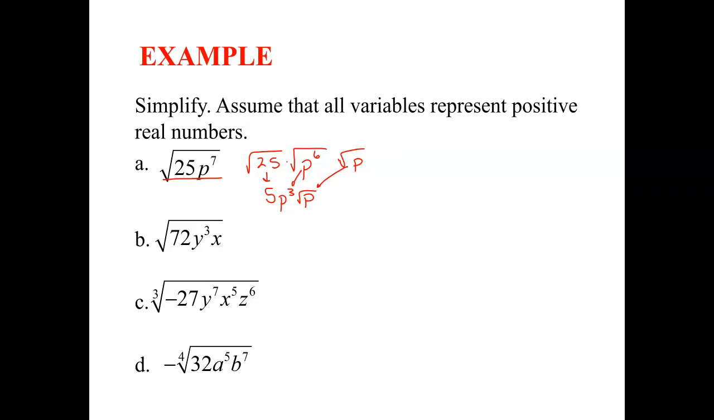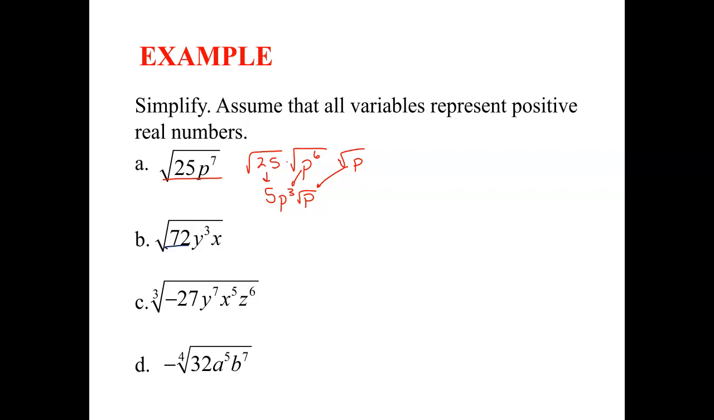What's your question? 6 divided by 2. It's divided. Your exponents are divided by your index. Your exponents are divided by your index. All right?